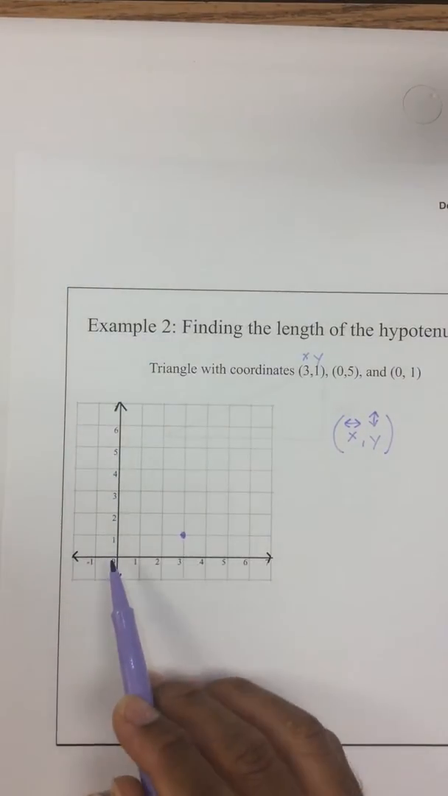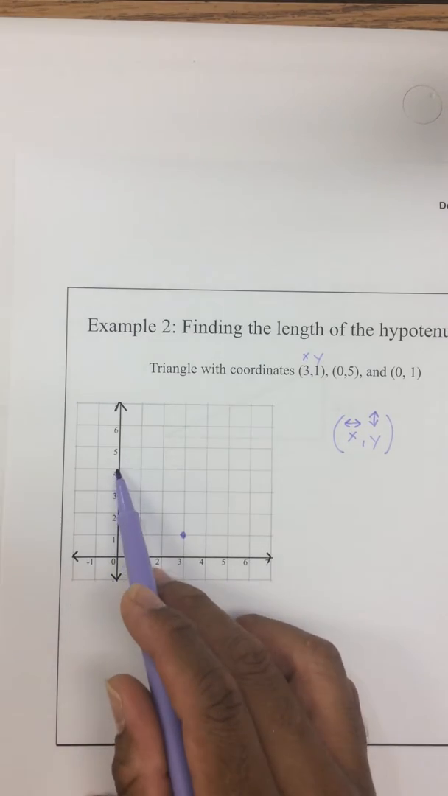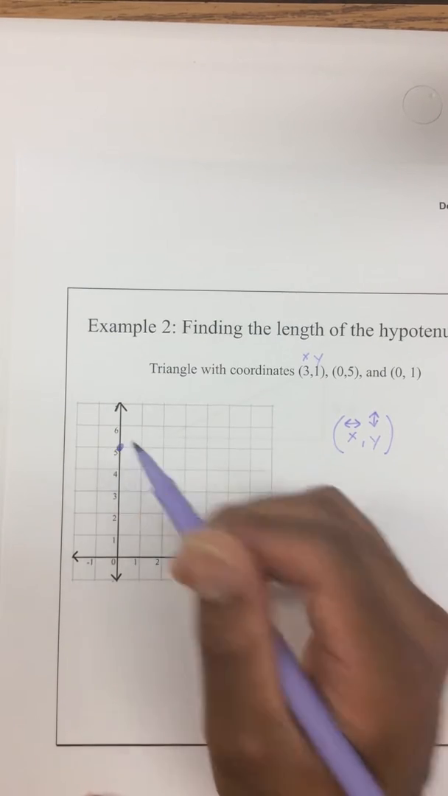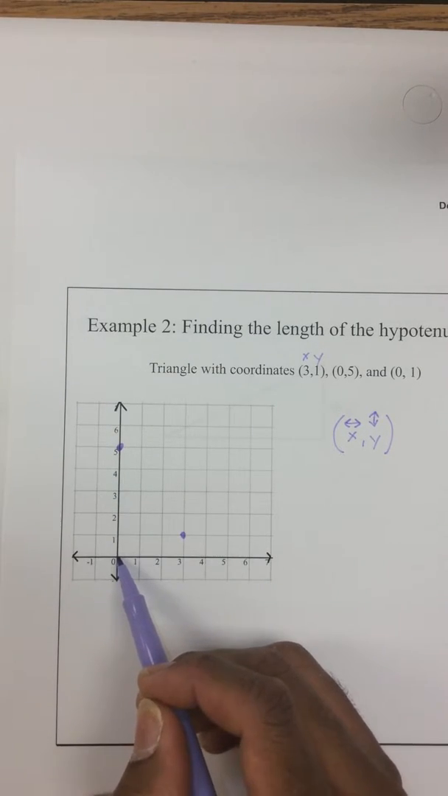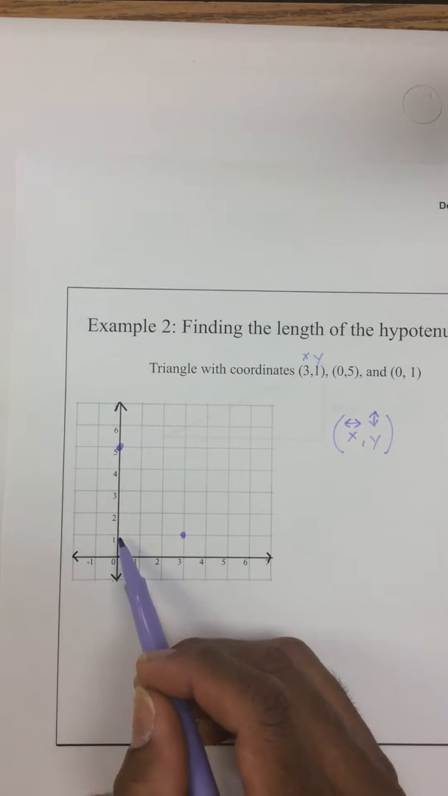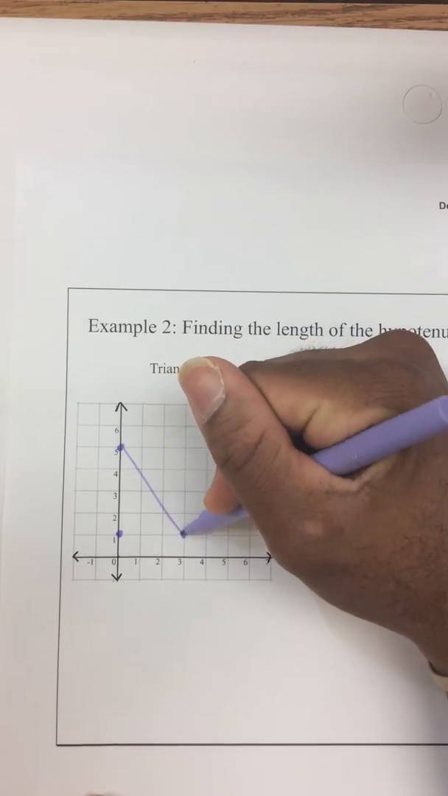Now, I started at my origin for the next one. The X is telling me don't go anywhere. Don't go left or right. But my Y is telling me go up 5. 1, 2, 3, 4, 5. And then, once again, my X is telling me to stay right there. Don't go anywhere. But my Y is telling me to go up 1. So then all I have to do is connect everything.